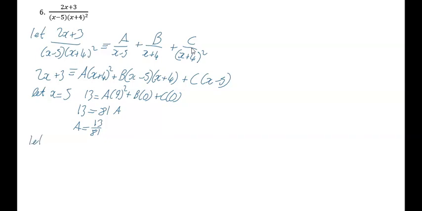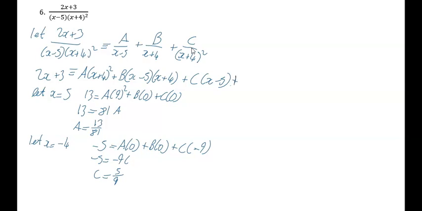So just go with it. Next one I'm going to say let x equal minus 4. So my left hand side is going to be minus 8 plus 3, which is minus 5, and that is equal to a times 0 plus b times 0, plus c times minus 4 minus 5, which is minus 9. So that means minus 5 is equal to minus 9c. So c, a wee bit of working out, is equal to 5 over 9. So I've got my a and my c, I just need to find my b.